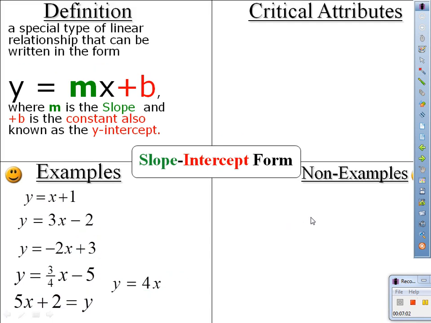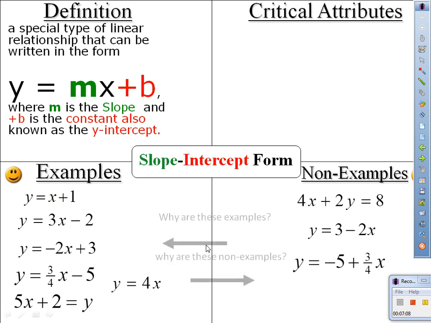Non-examples. Write these three down. This one, and this one. As you're writing them down, start thinking, okay, if these are slope-intercept form, why are these not? Keep it to yourself, please. Don't say it out loud. Okay, talk it over with your neighbor. Why are these not slope-intercept form, please?